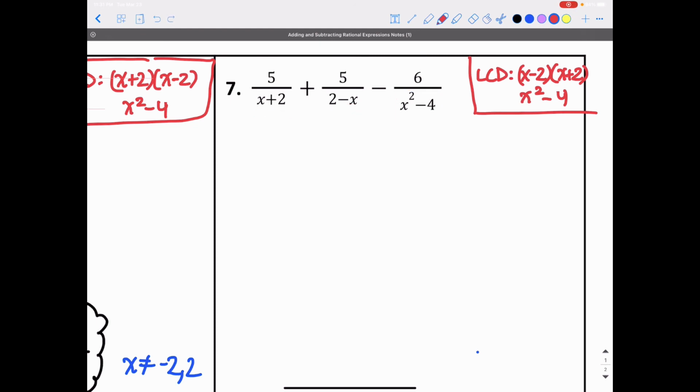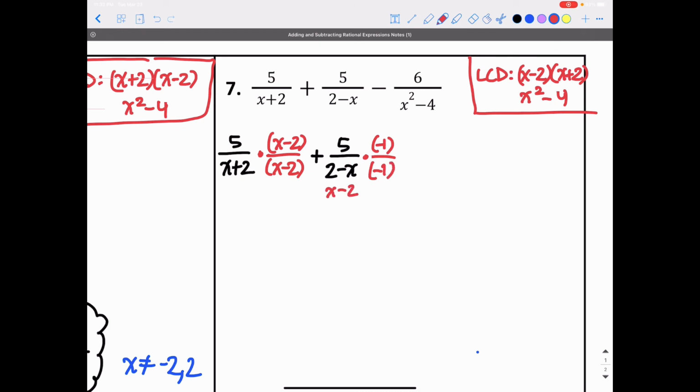And I only need to change the first 2 fractions. So I have 5 over x plus 2. I'm going to need to multiply that denominator by x minus 2, which means I have to do that in the top as well. For the second fraction, I need to multiply by 2 things. I need to multiply by negative 1 first to change this to its opposite. It's going to be x minus 2 after I multiply by negative 1. And then I also need to multiply by the other factor of x plus 2. So x plus 2 in the top and at the bottom. And then my last fraction stays the same.